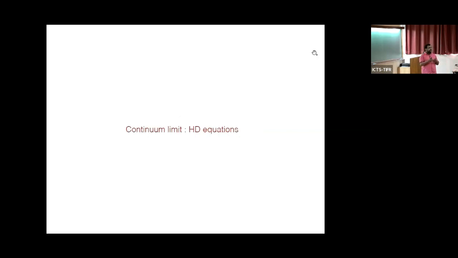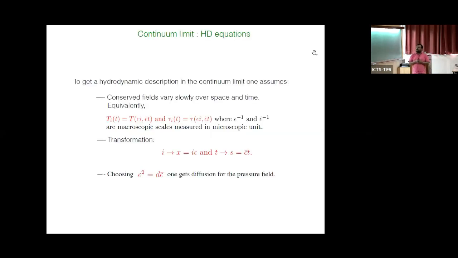a hydrodynamic equation. Hydrodynamic equations are written in continuous functions, so we need to write those equations in terms of continuous functions. Remember, we considered slowly varying functions initially, and we expect that these functions will also evolve slowly. That means they will still remain slowly varying over space as well as over time. Equivalently, you can say that the temperature and the pressure fields are slowly varying functions, characterized by a macroscopic length scale and time scale, which are measured in microscopic units. So if you do a transformation like this, you can get continuum equations.